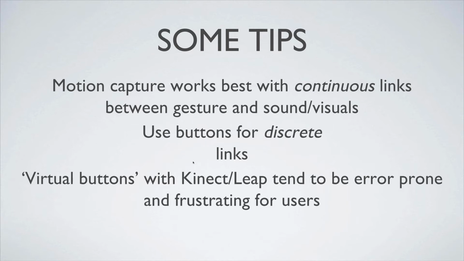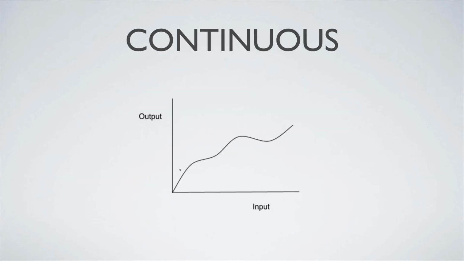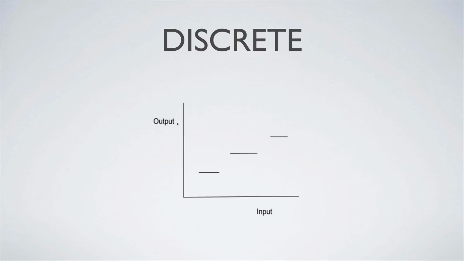However, Kinect and Leap capture gestures, wide, continuous movements through space quite effectively, and you can do quite a lot with those. So think a bit about how you're going to design your motion capture system if that's what you're going to do. So here's a continuous relationship. You give a gesture into the system and it changes the output continuously.